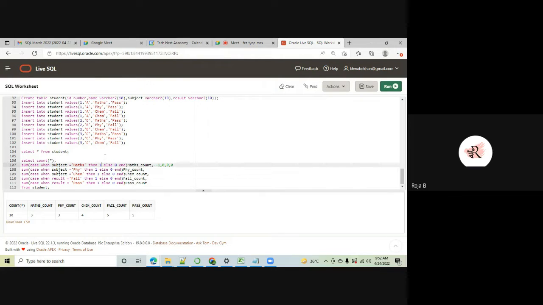Clear? This is simple, guys, but I use this very frequently. This is very helpful when you want to see some statistics. This is again one example of how you can use case within sum.